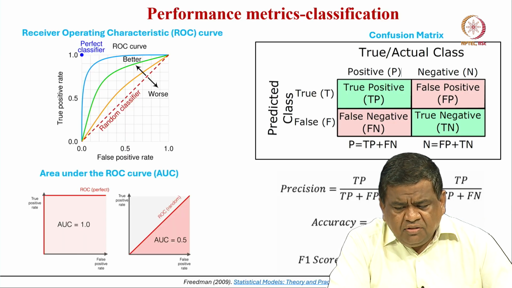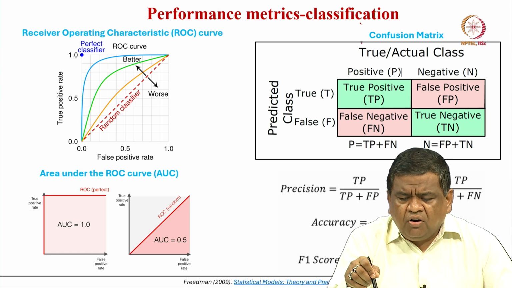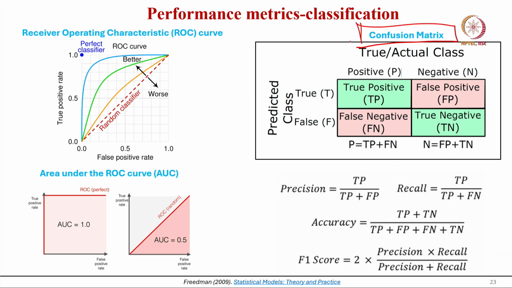So, there are certain things that I have mentioned to you before. In classification, you have a confusion matrix, and the confusion matrix essentially will be a description, or a plot, between the true or actual class versus the predicted class.